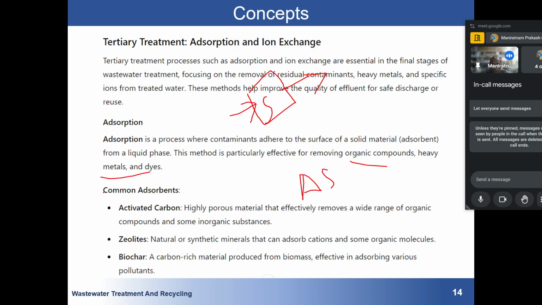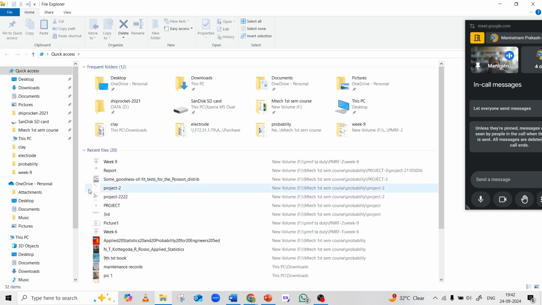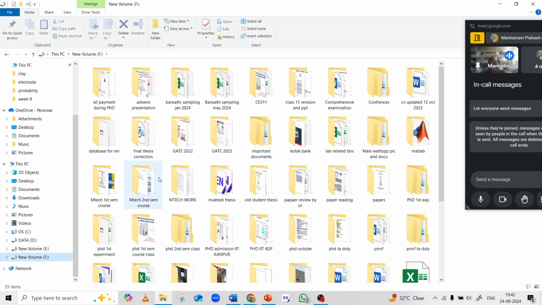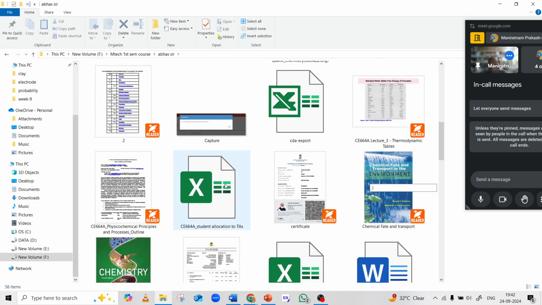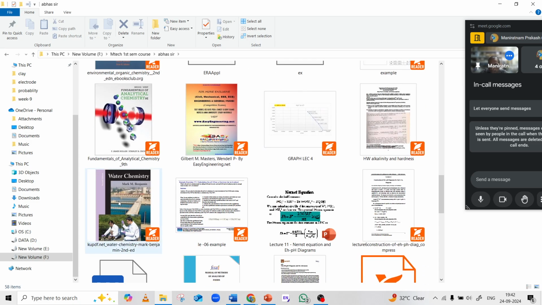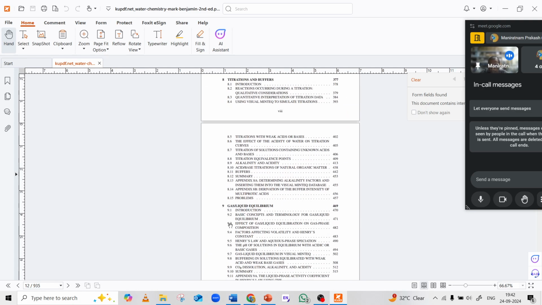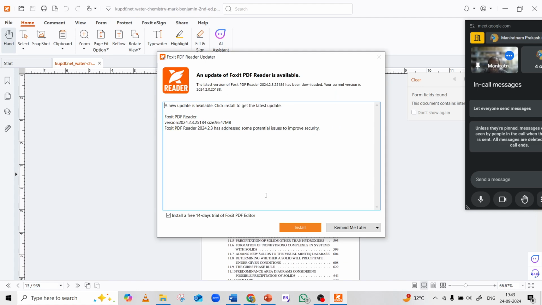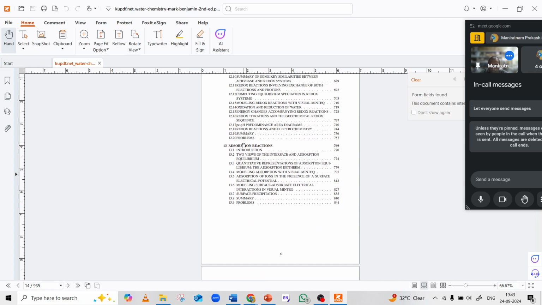If you want to know more about adsorption, I am referring you to one book. Please go through that book. Adsorption in itself is a very big topic, and if I start explaining it, it will take a long time. The book is Water Chemistry by Benjamin. The chapter on the adsorption process is chapter number 13, page number 769.